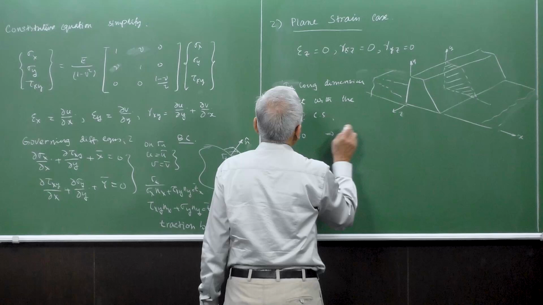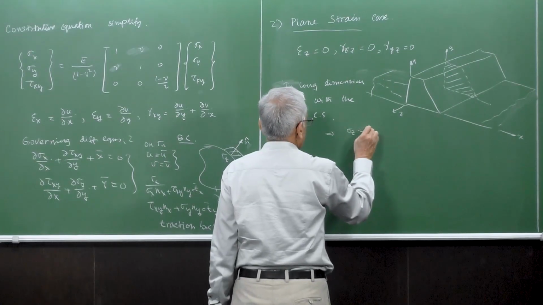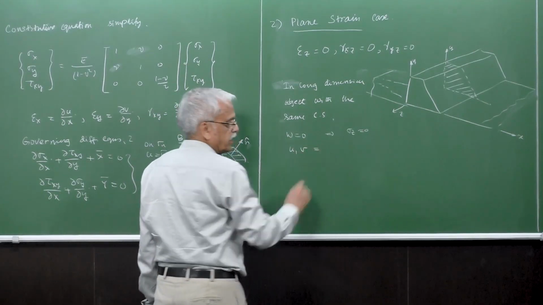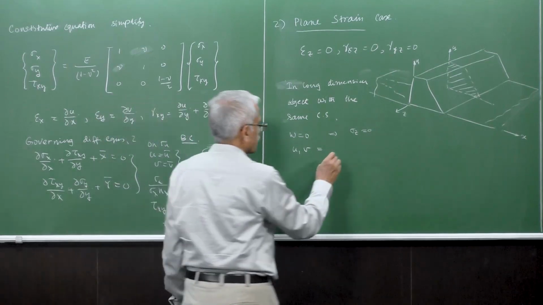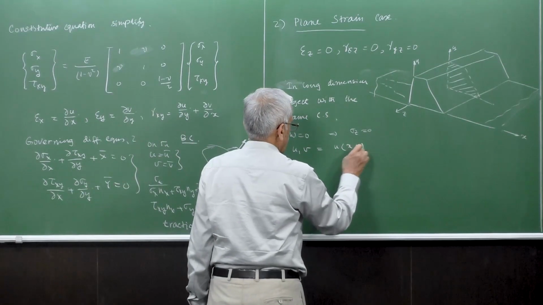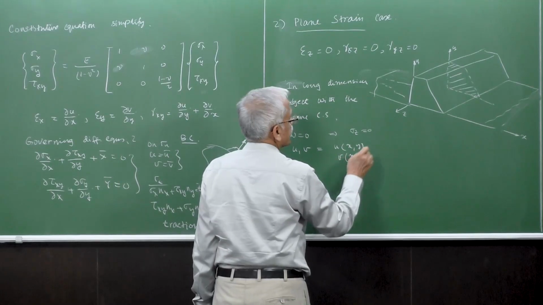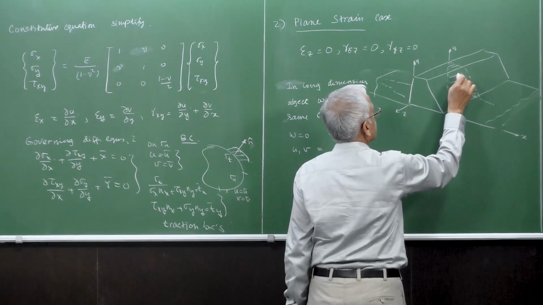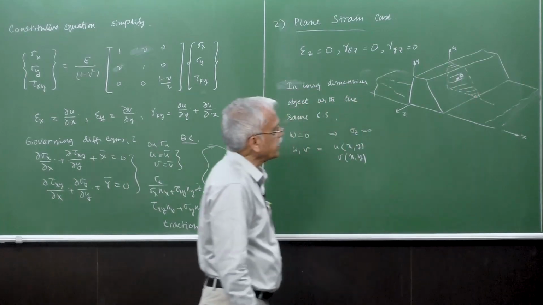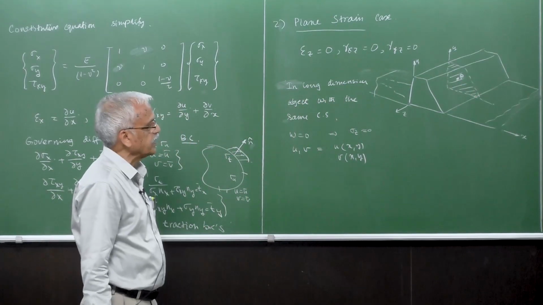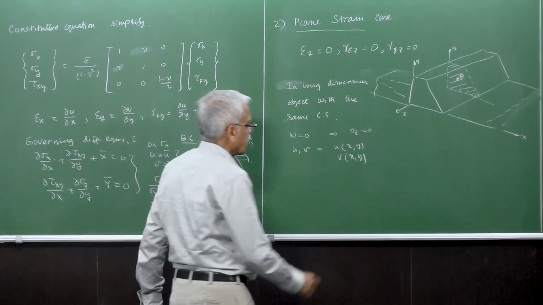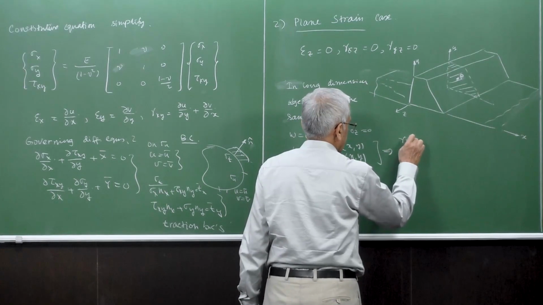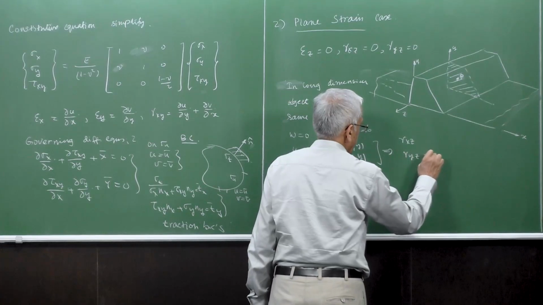Which leads to the sigma Z being 0, as well as, here the displacements U and V are only functions of x, y. You can see any point in this cross section, so there is a point P here. This point P will have displacements only in x and y direction. So it's not a function of Z. So this also implies gamma xz and gamma yz being 0.